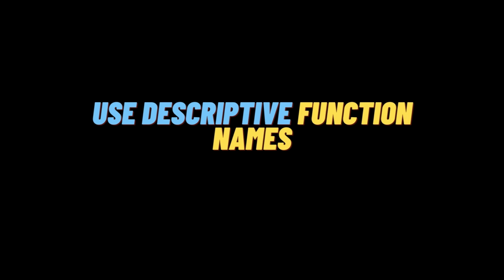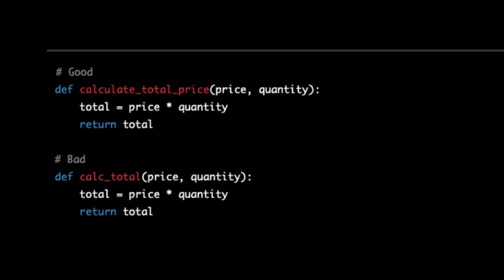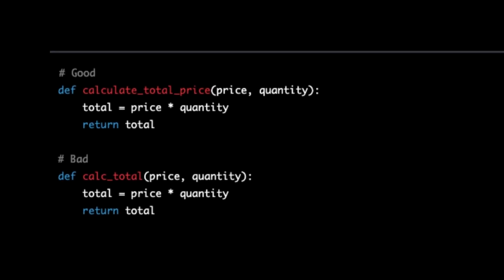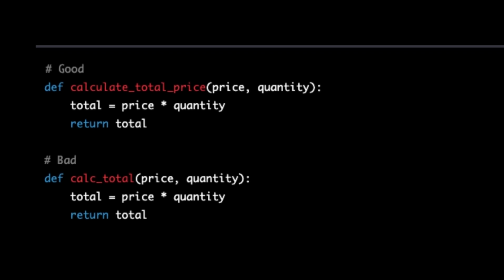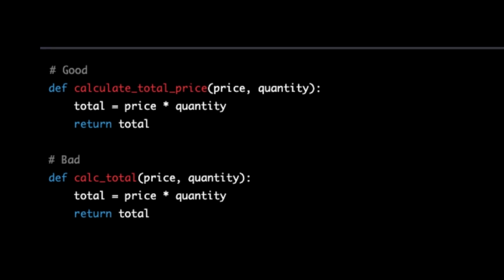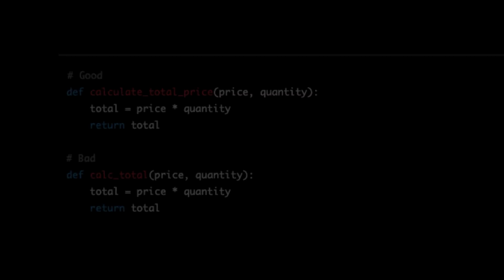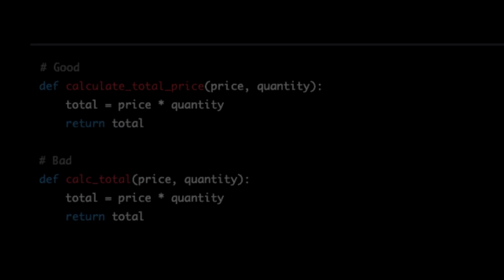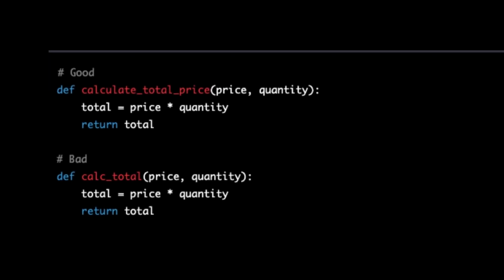The next tip is to use descriptive function names. Like with variables, it's important to choose function names that accurately describe their purpose. This will make it easier for others to understand the role of each function in your code. So again, the same as with variables, here is an example, just to make sure that your function is named properly and the name describes what the function is doing. A good way is to use a verb in the function name.